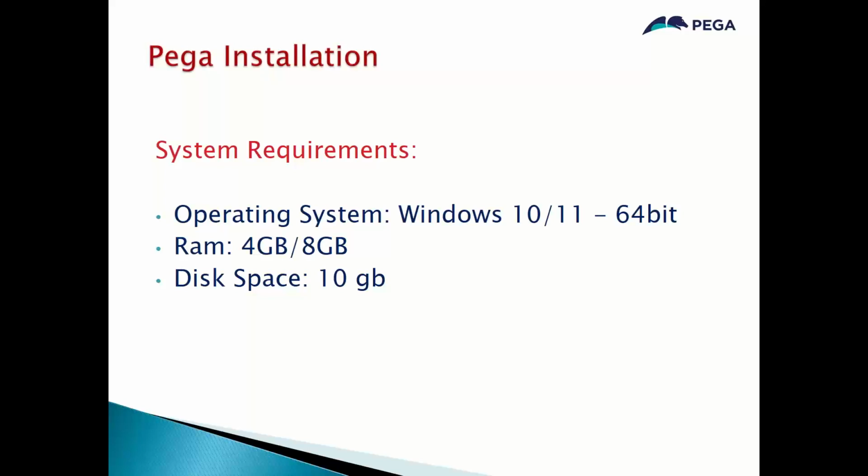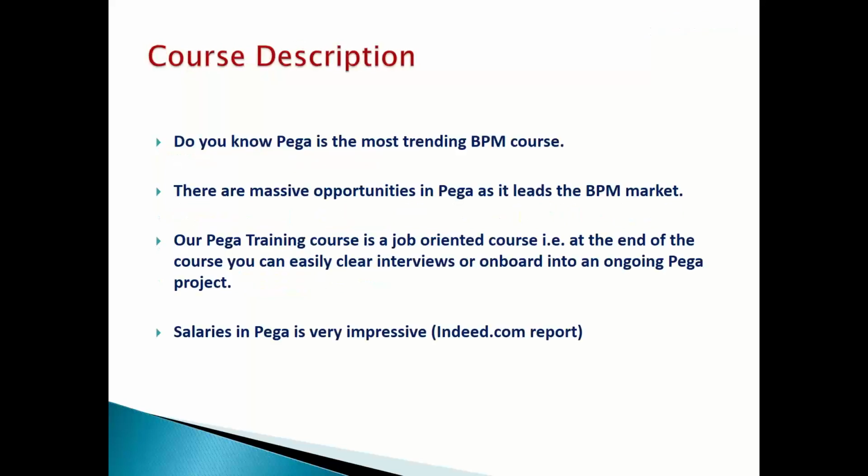And free space: it will occupy some 12 to 15 GB, so up to 15 GB of free space is required. Here I mentioned 10 plus. These are the basic requirements to install Pega. Again, in the next class, I'll explain the detailed procedure. This part will be discussed in the next class also.